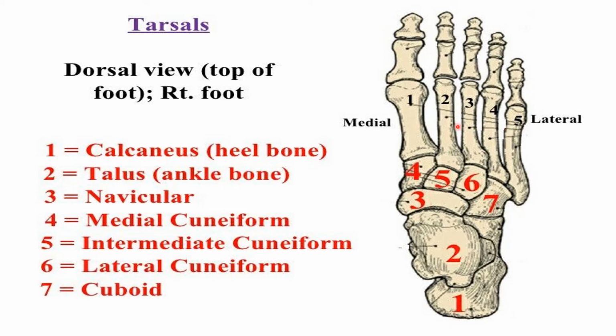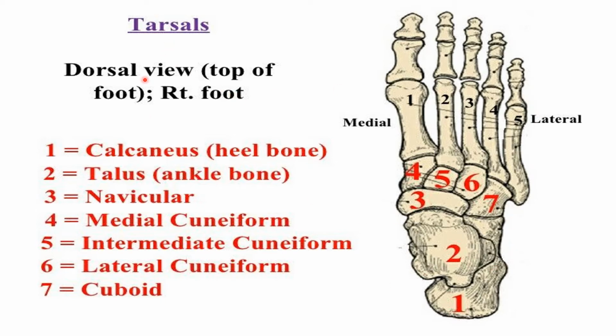And distal to the metatarsal bones there are phalanges. 1, 2 and 3. 3 phalanges, except for the great toe, which has only 2 phalanges. This one and this one. The proximal and the distal phalanges. Okay. So this is the skeleton of the foot. Today we will be discussing in detail the tarsal bones.